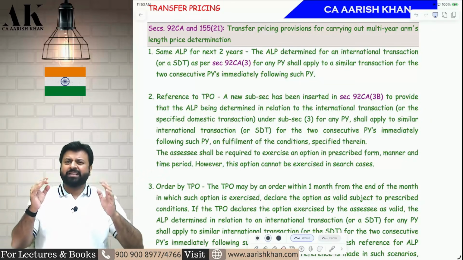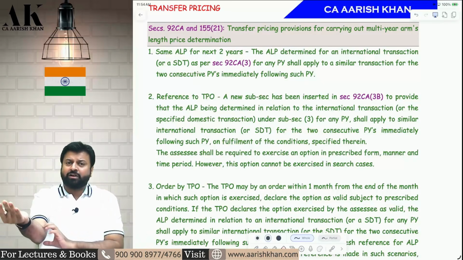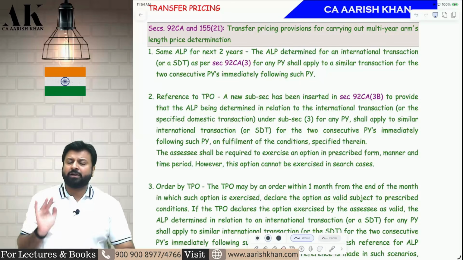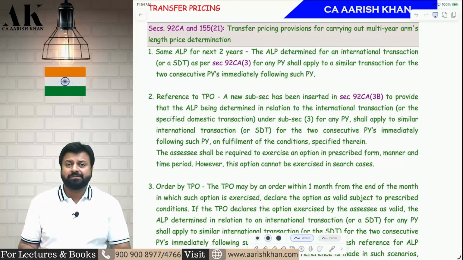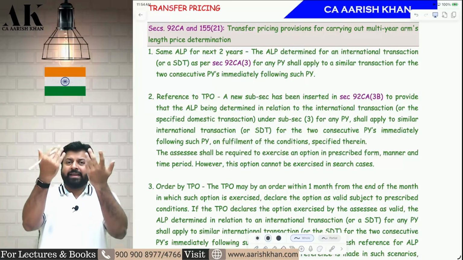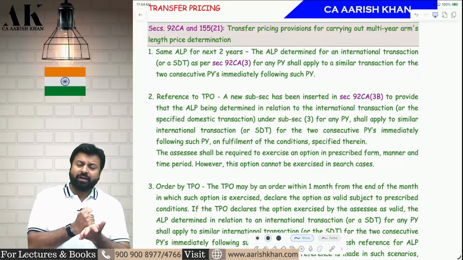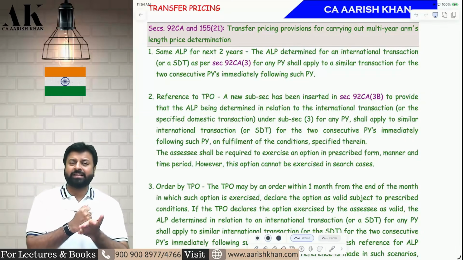Now, if you feel that it is correct, you can tell the assessing officer, from next year onwards, that please, for the next 2 years also, apply this particular TPO's order. Don't refer for the next 2 years. For the next 2 years also, apply this same price for royalty. I am happy with this price. So that will reduce the litigation. That will reduce unnecessary reference to the TPO again and again in multiple years.